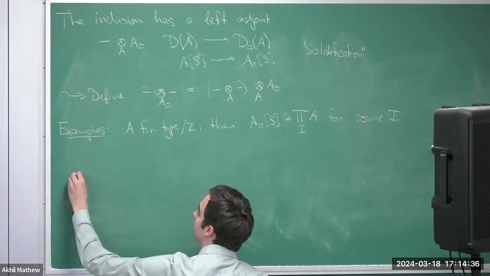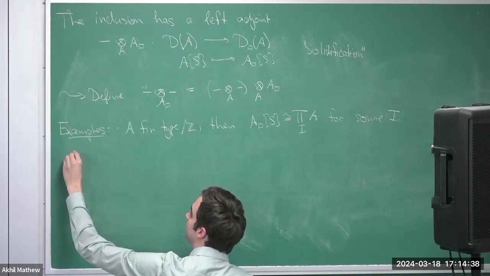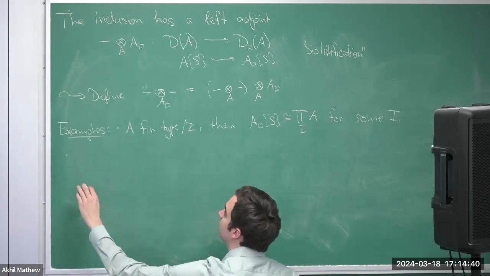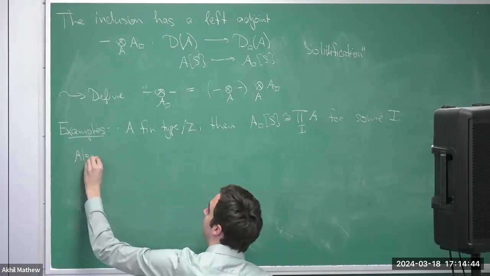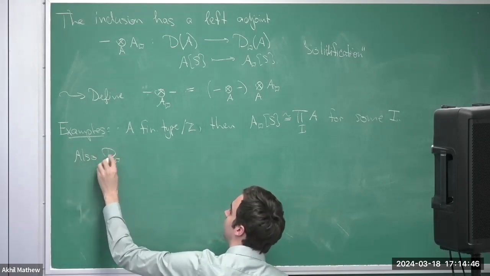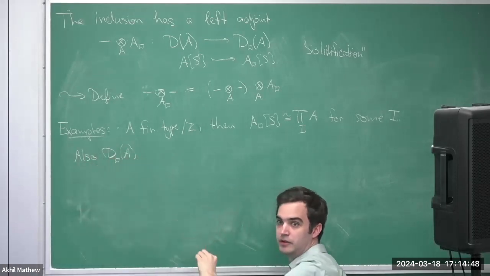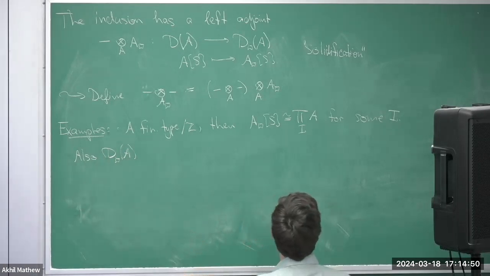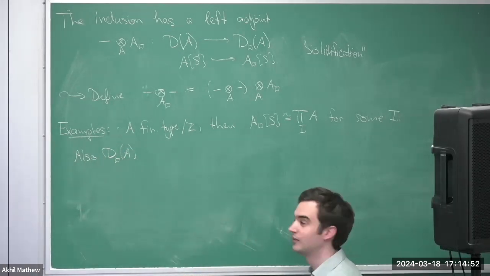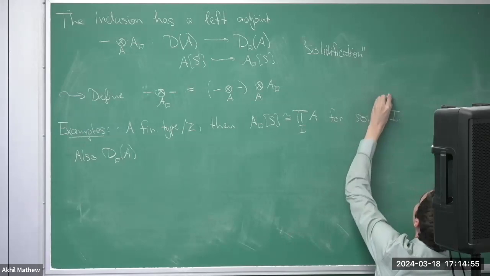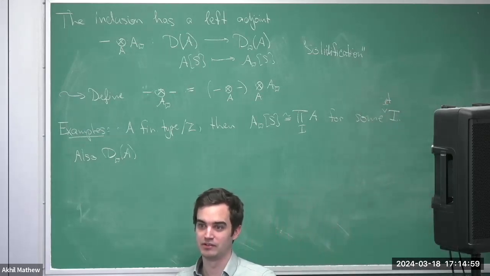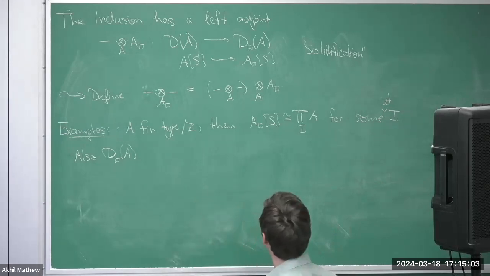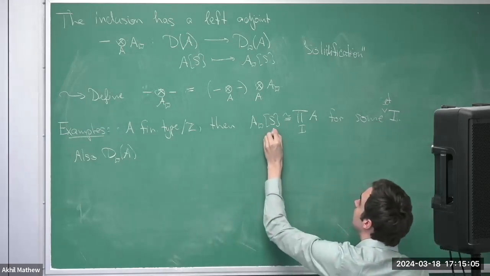And so to give some examples of solid stuff also. Sorry, what is the I? Oh, some set. Okay. It depends on the size of S essentially. Here, do you require S to be extremally disconnected? No, S can be any profinite set. Any profinite set?